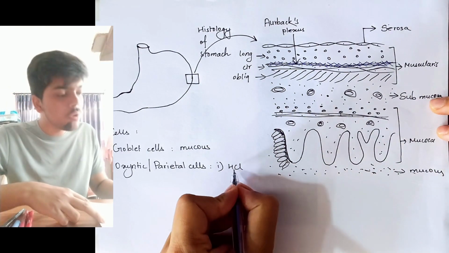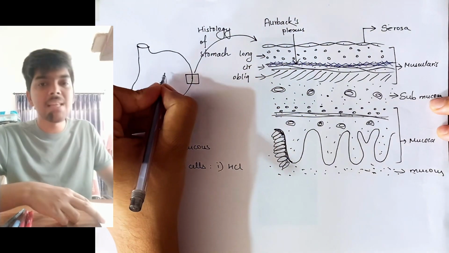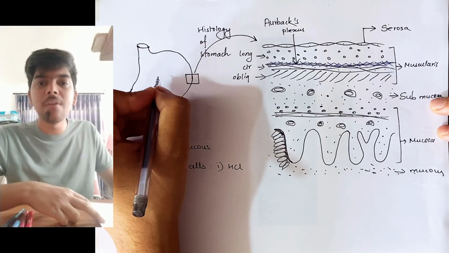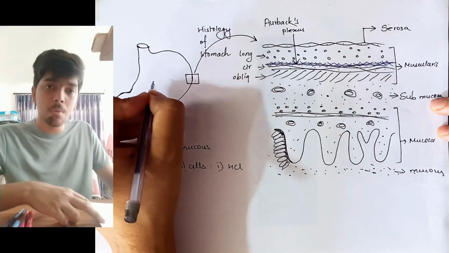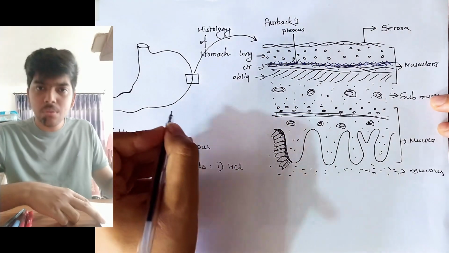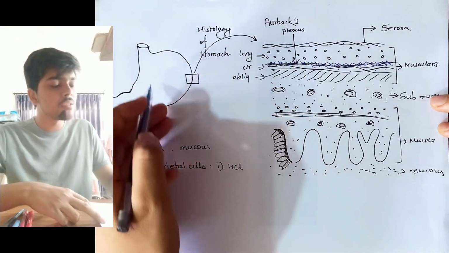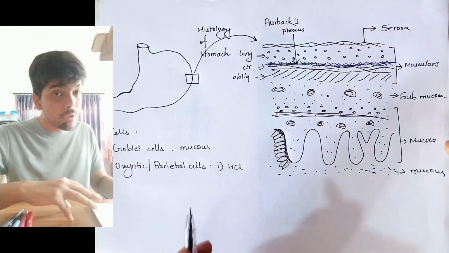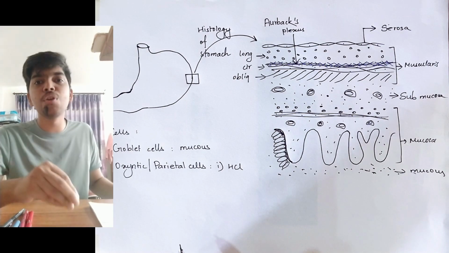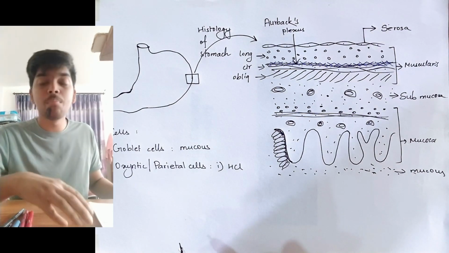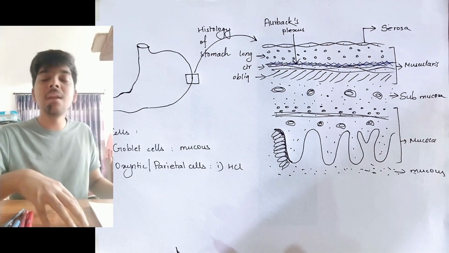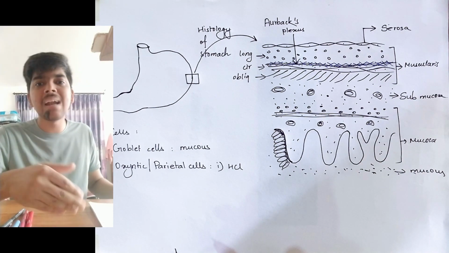Number 1, hydrochloric acid maintains acidic pH inside the stomach because acidic pH is required for the digestion of protein inside the stomach. Number 2, HCl kills any germs or pathogens that somehow enter the stomach from outside. And number 3, HCl is responsible for the conversion of inactive proteolytic enzymes. Proteolytic: proteo refers to protein, lytic refers to lysis or breakdown, so protein breaking down enzymes into active form.